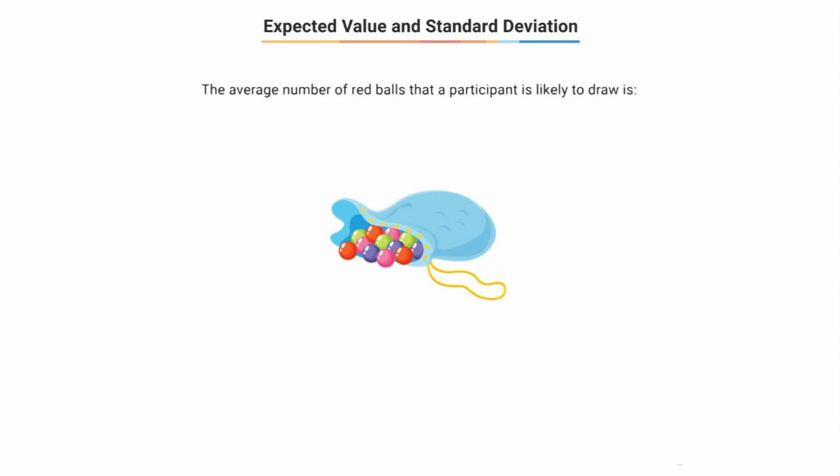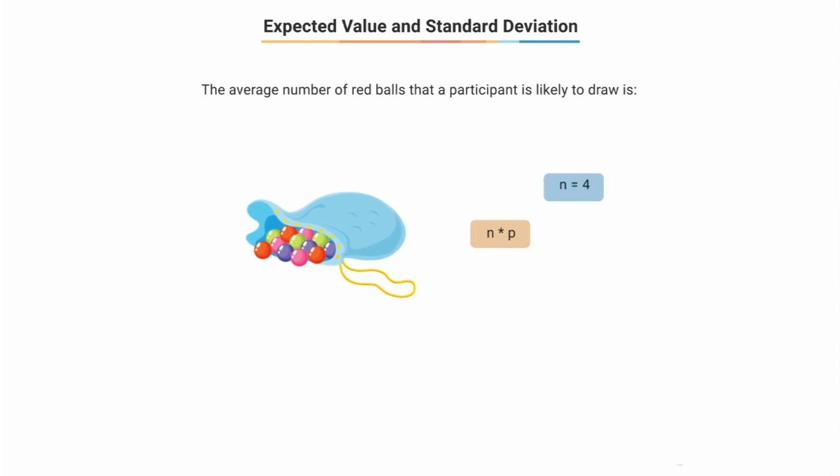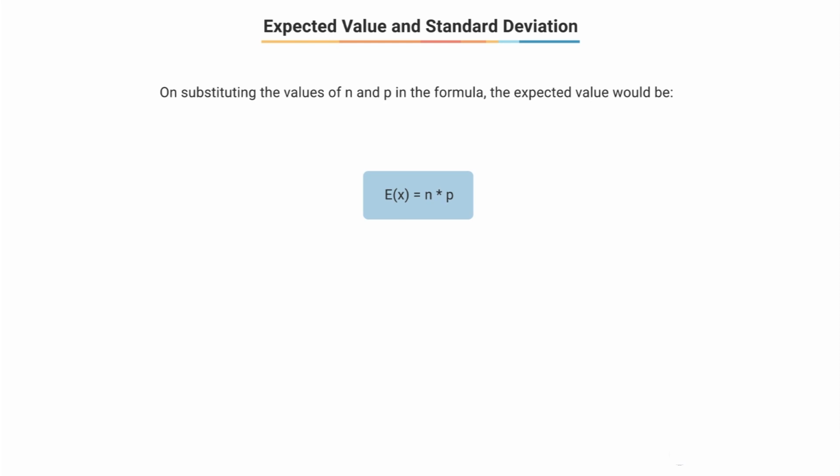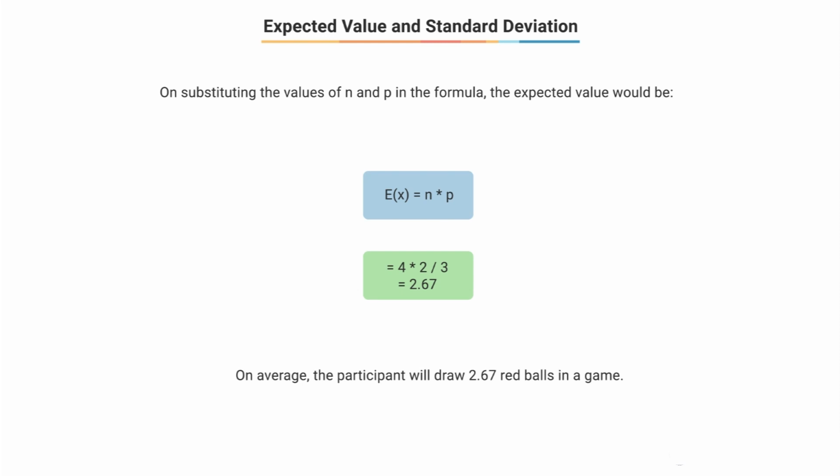So how many red balls on average can we expect a participant to draw? The answer will be n times p, where n is equal to 4 and p is equal to 2 by 3, as that is the probability of getting a red ball. Multiplying both these values, we get 4 times 2 by 3, which is 2.67. This means on average we can expect a participant to draw 2.67 red balls in a game.